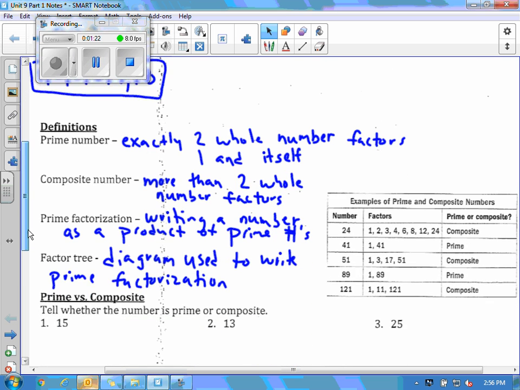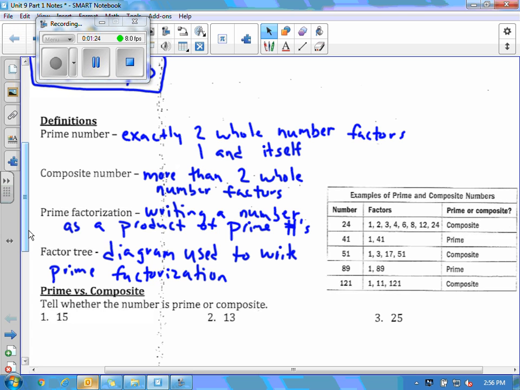As you do that, I've got a couple of definitions for you, and this prime and composite chart goes with these definitions. A prime number is a number that has exactly 2 whole number factors, 1 and itself. Hopefully you noticed when you did number 3 above, which was 41, the only things that go into 41 are 1 and 41. So 41 would be a prime number.